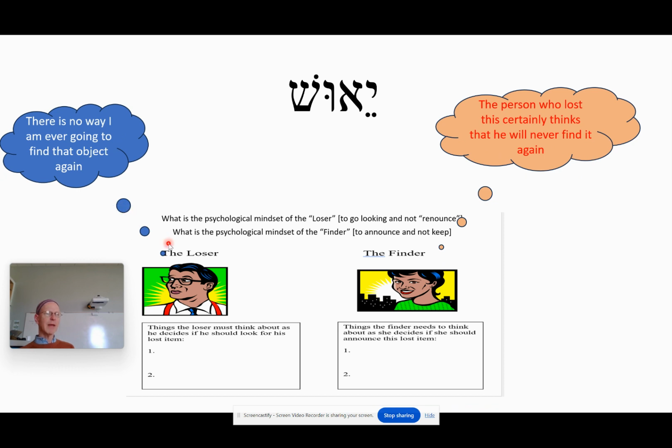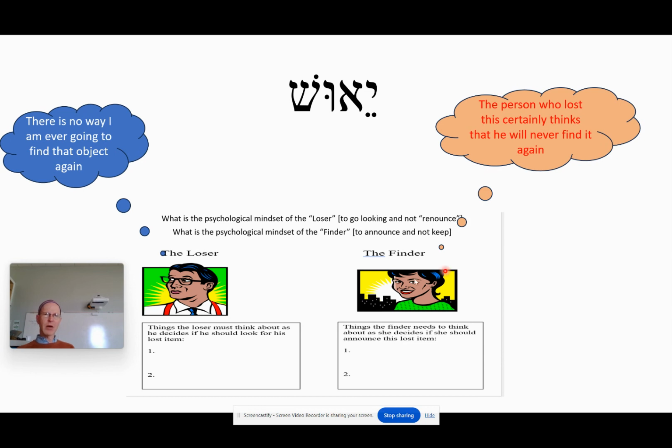There's a song that I presented to class about Yeush, and basically the loser is saying there's no way I'm ever going to find that object back. He does this act of Yeush. He despairs. He's never going to get it back, and so then either in his mind or maybe out of his mouth, he says, "This is hefker."